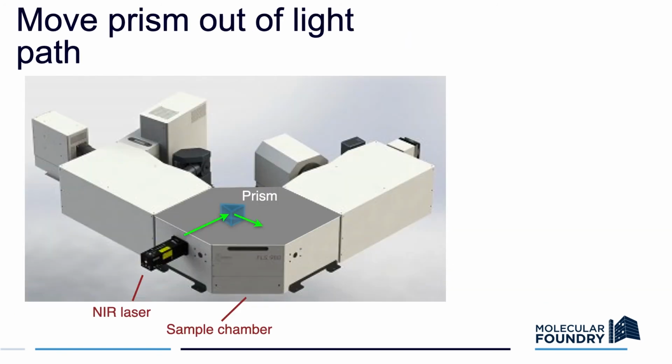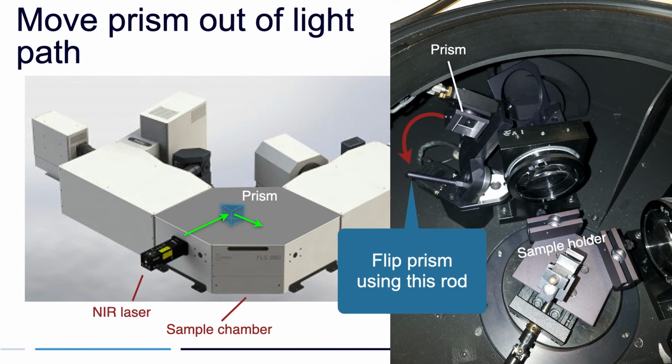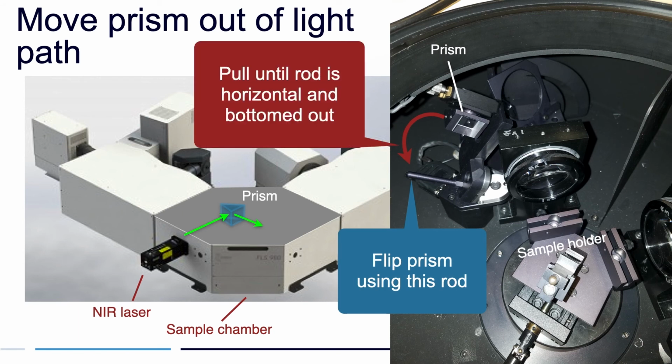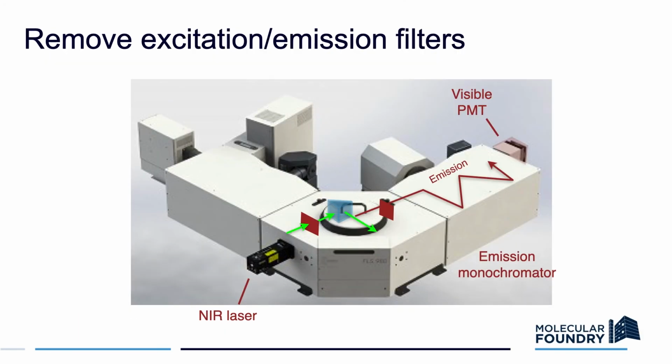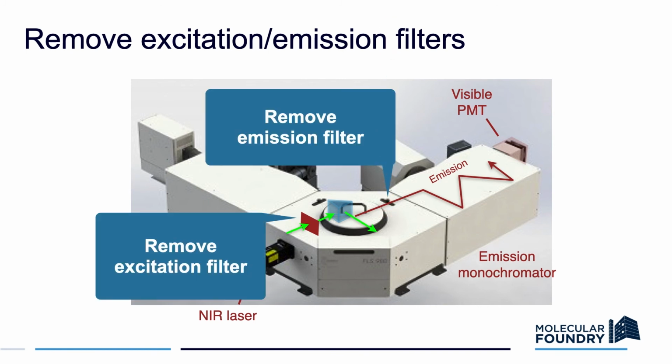I also want to move the prism out of the light path just in case the next person wants to use the lamp. I'm going to use the rod to flip the prism counterclockwise until it bottoms out. In this case, the rod will be horizontal. Remember to remove any excitation or emission filters from the beam path. This is really important, again, in case the next person is trying to view a wavelength range that your filter is blocking out.